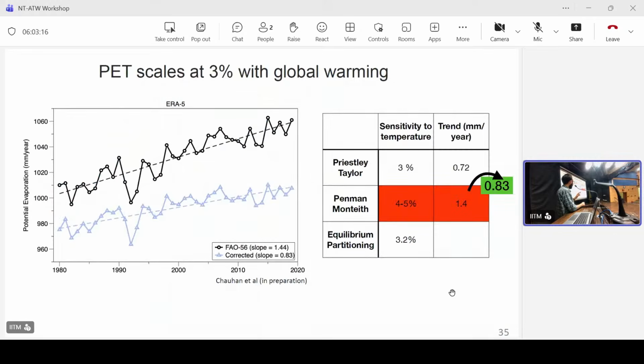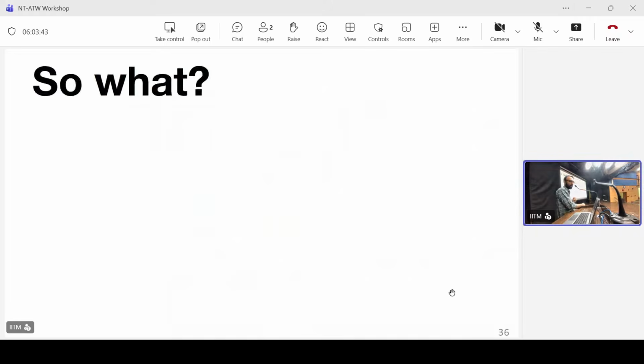And essentially, when we come back to scaling, the other estimates of potential evaporation exist. For example, there is this Priestley-Taylor method and equilibrium partitioning, which Axel also discussed in this previous lecture. They all give scaling of around 3.2% or around 3% per Kelvin. And Penman-Monteith earlier used to give scaling of up to 5 or 6%. But after this correction, this number, I didn't write it here, actually converges to close to 3% again. So which becomes consistent.